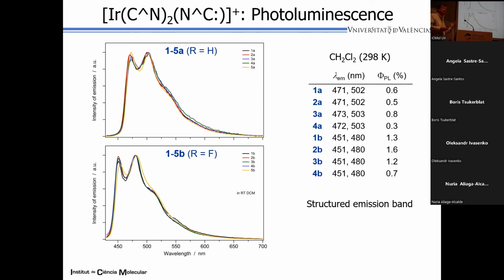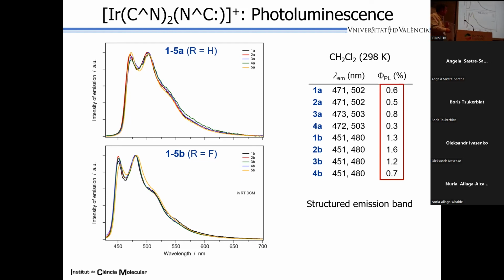Those complexes were synthesized, and you can see here the photoluminescence spectra with the substituents being hydrogens or being fluorine atoms. And the first thing is that you have a structured emission band. Okay? And the second thing, you are in the blue, around 450 nanometers. They are emitting in the blue, but the light emitted is very, very low, around a quantum yield of 1%.